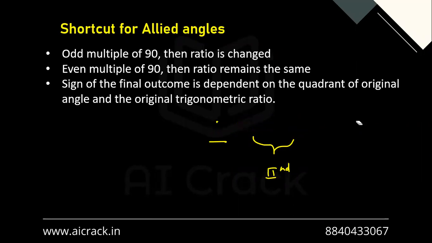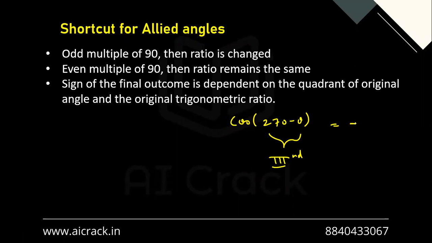Let's look at another example. Now let's say we have cos of 270 minus theta. So in the initial derivation, we have assumed that theta is acute. So basically this angle is in the third quadrant, right? Now in case of third quadrant, cos is negative, only tan is positive. So we'll have a negative sign over here. And since this is an odd multiple of 90, in that case, we'll change the ratio. So this will become minus sine theta.